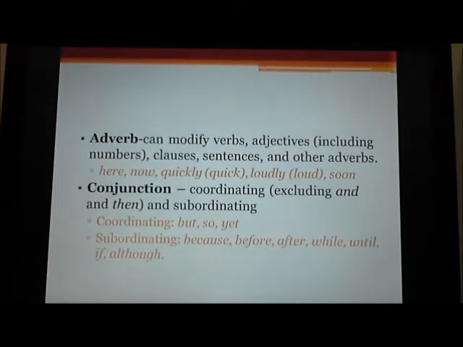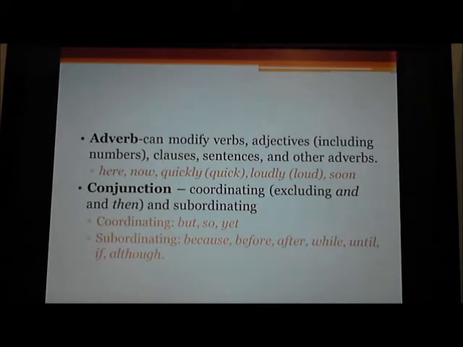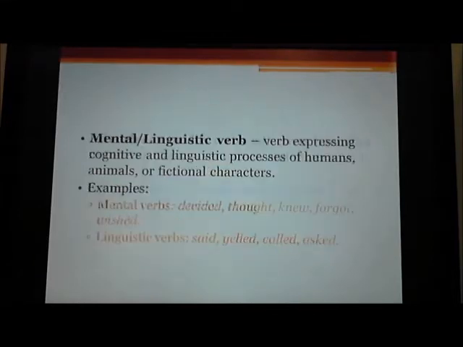Okay, adverbs, pretty simple, but I'll just go over the definition. They modify verbs, adjectives, including numbers, clauses, sentences, and other adverbs. And then in the yellow, those are some examples of adverbs. Conjunctions: there are coordinating and subordinating conjunctions. For coordinating, examples are but, so, yet, and then, though. And for subordinating, we have because, before, after, while, until, if, although.